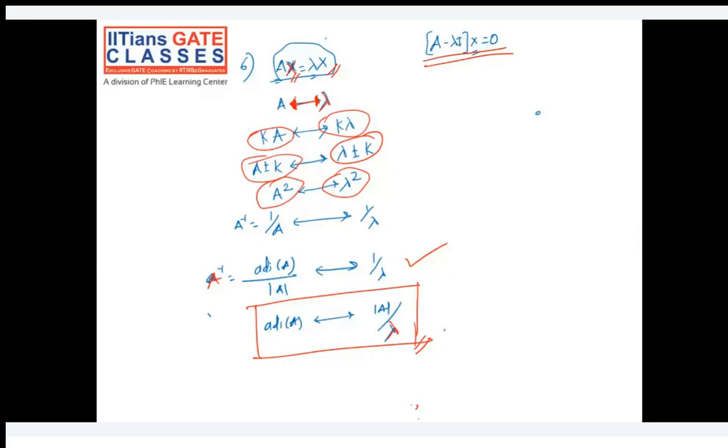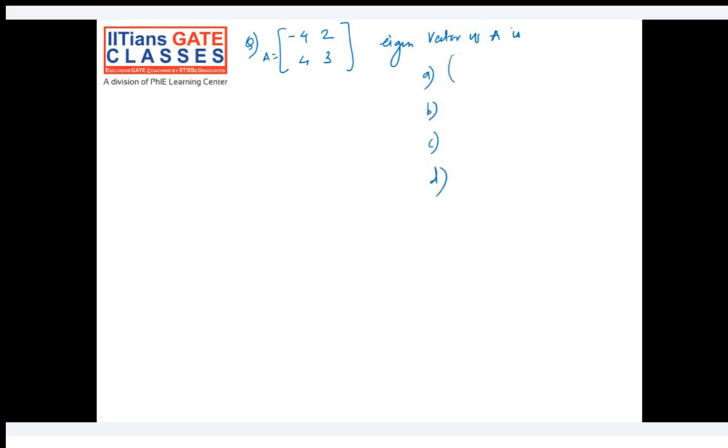Yes. Okay. Let's take the question. The matrix is [-4, 2; 4, 3]. The eigenvector of A is, options A, B, C, and D: 3, 2; 4, 5; 2, -1; 1, -2. Okay. Solve this question and tell me the answer. I'll give you 2 minutes.